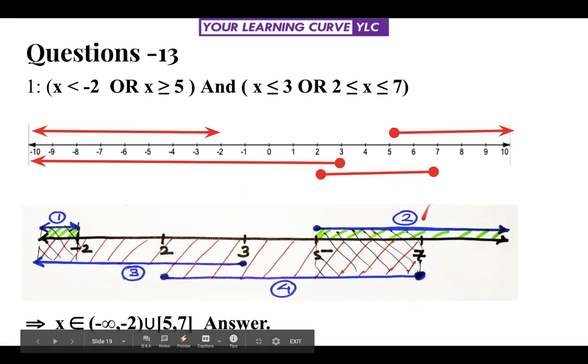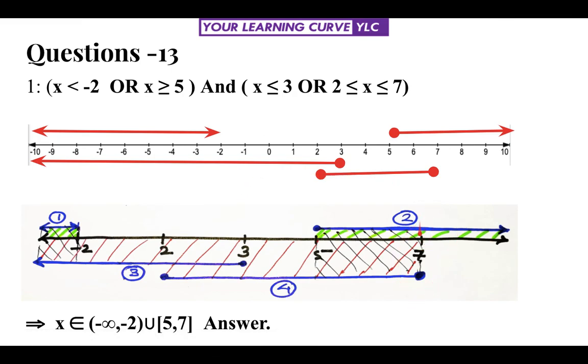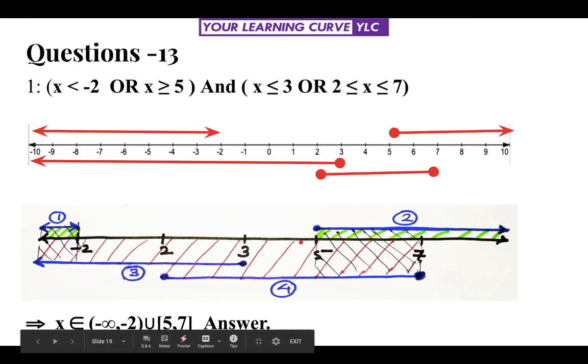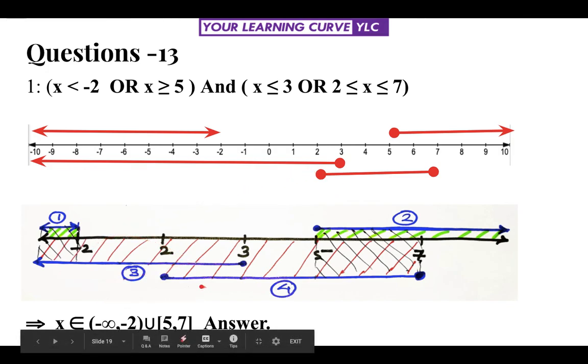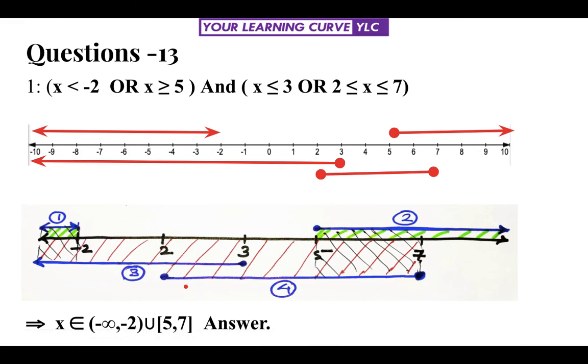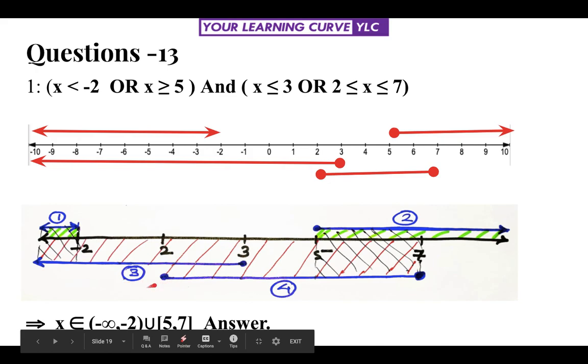Same thing goes for 7. 7 satisfies the green inequality as well as the red inequality. So our answer is closed bracket 5 to 7. So the final answer is x belonging to open bracket minus infinity to minus 2 union closed bracket 5 to 7. Anything lying in this interval will satisfy this entire inequality.